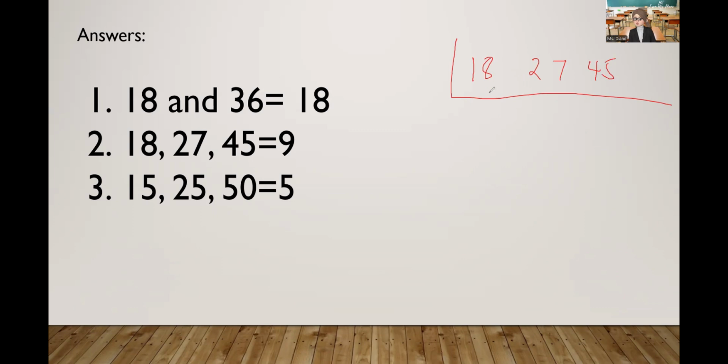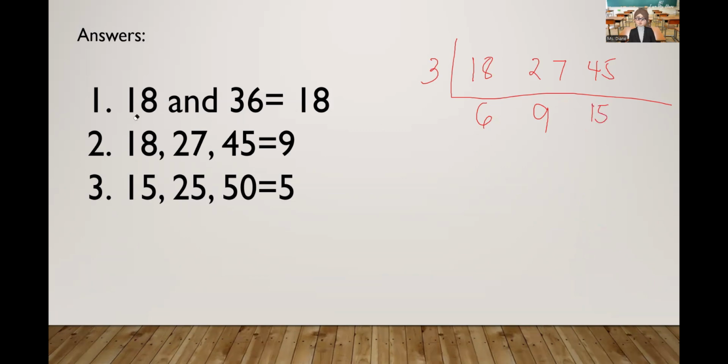Using continuous division, all of 18, 27, and 45 are divisible by 3, right? So 18 divided by 3, that is 6. 27 divided by 3, that is 9. And 45 divided by 3, and that is, I think it's 15. Yes, it's 15.